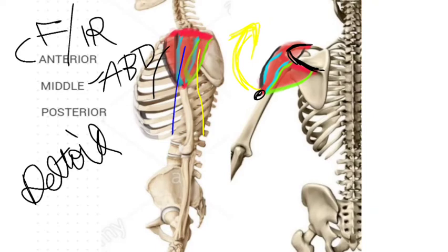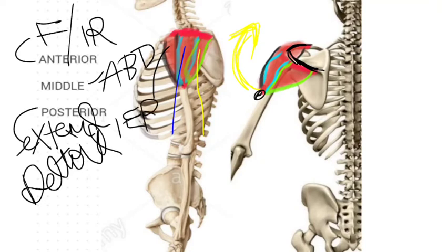So the deltoid has its origin on the spine of the scapula as well as the acromion, right? So it can extend the shoulder as well as externally rotate the arm. Okay? So the deltoid has a lot of actions. It can flex and internally rotate the shoulder with the anterior fibers. It can abduct with the middle fibers, and it can extend and externally rotate the shoulder with its posterior fibers. And your deltoid is being innervated by your axillary nerve.